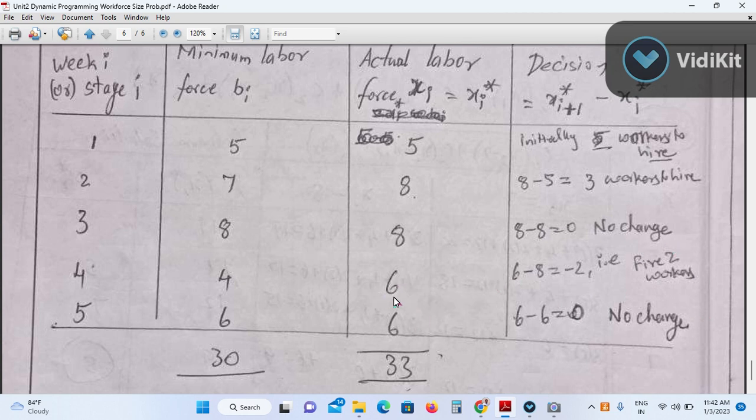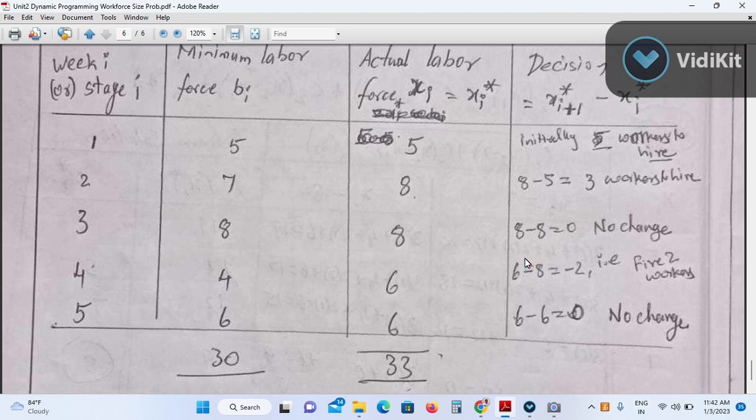Now based on this week 4, for week 5 you need 6 workers. So already 6 are there. Therefore, you are not going to hire any workers. You can continue with the same 6 people. Therefore, 6 minus 6, no change. So you keep it as it is.